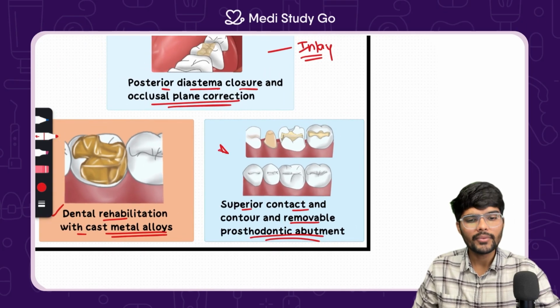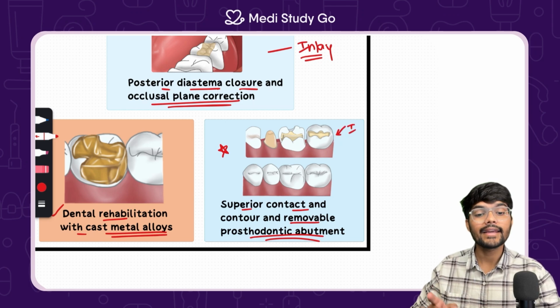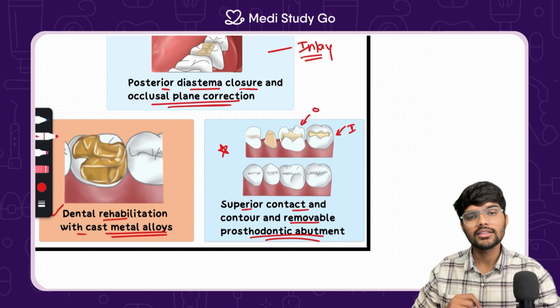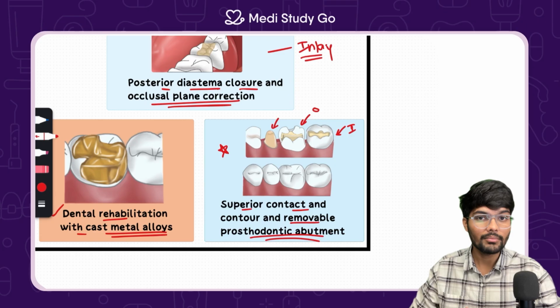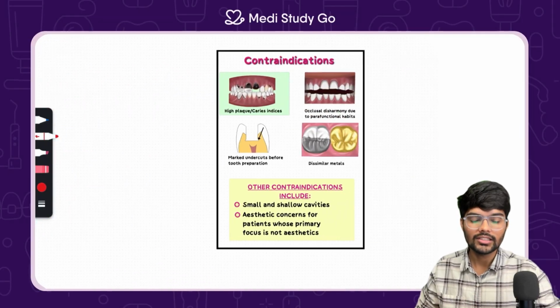Now, in this diagram, we can see the one on the right, that tooth is an inlay. The second is an onlay because there is one cusp involved, and on the leftmost is a crown preparation where the entire tooth structure is going to be replaced by an indirect restoration.